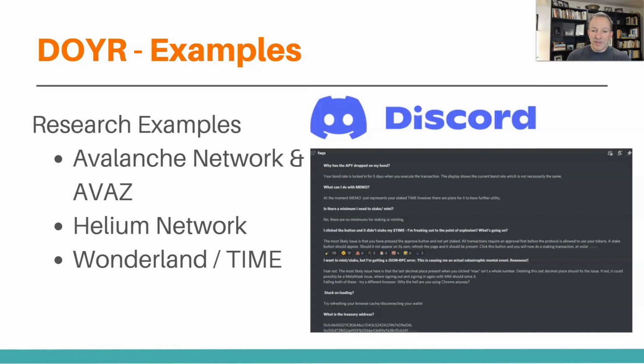Now, I'll show you some examples of how I've gone through this and some of the projects I've looked at. So 3 I'm going to share with you today are the Avalanche Network, and I've got a typo that should be AVAX, Helium Network. And this is one I'm very interested in because it has to do with Internet of Things. And obviously because I spent a lot of time trying to learn how to stake time in the Wonderland.money app, I'm going to show what I've looked at in their whole ecosystem of documentation.